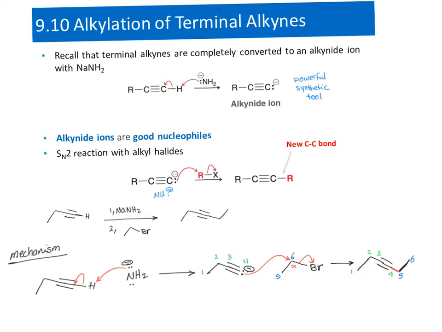Now this process, the second step of this reaction, is happening through the SN2 mechanism. And whatever we talked about regarding the SN2 mechanism can be applied here, meaning that this reaction happens faster with a primary substrate compared to secondary and tertiary substrates. So SN2 reaction is faster with the primary substrate.